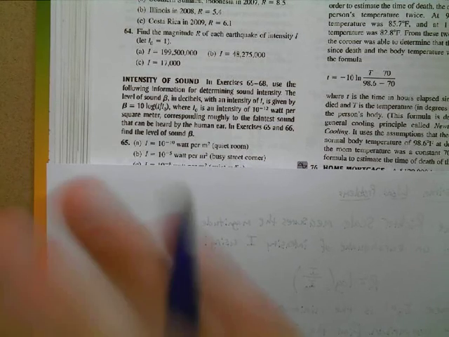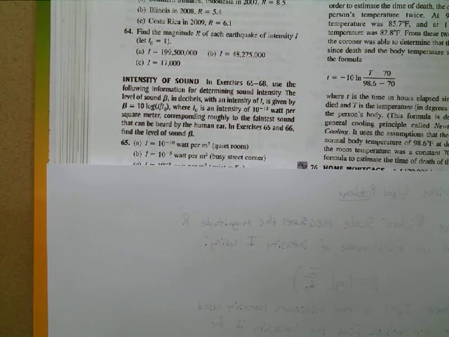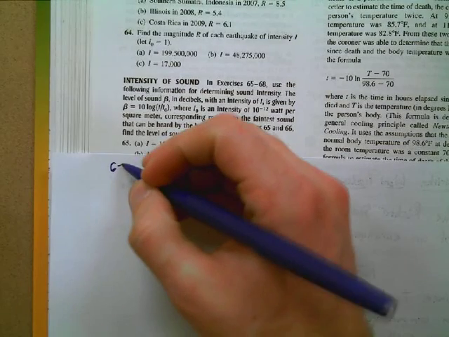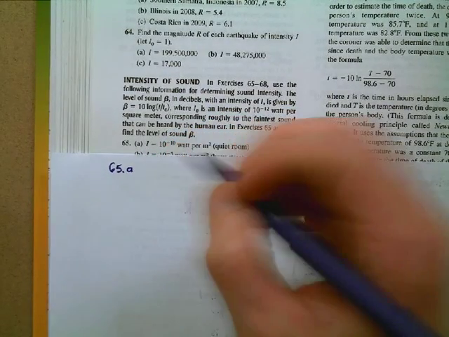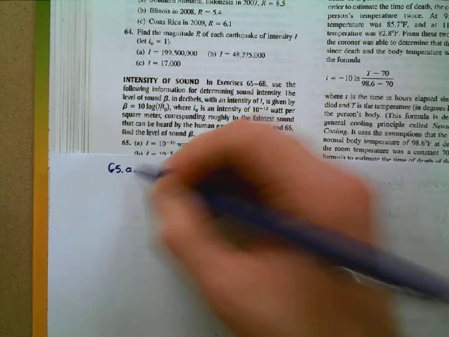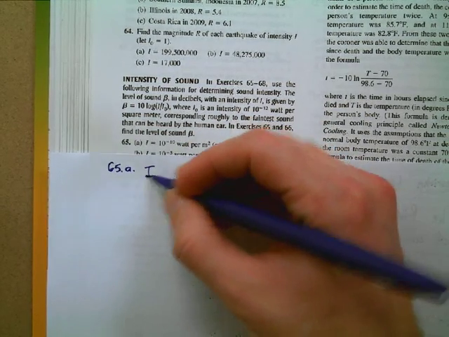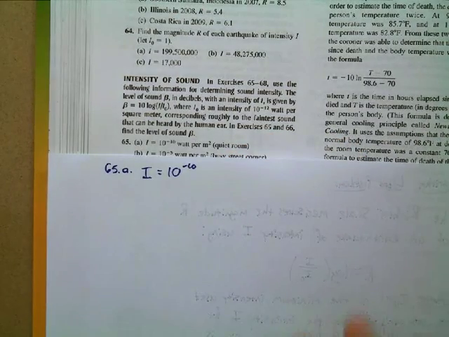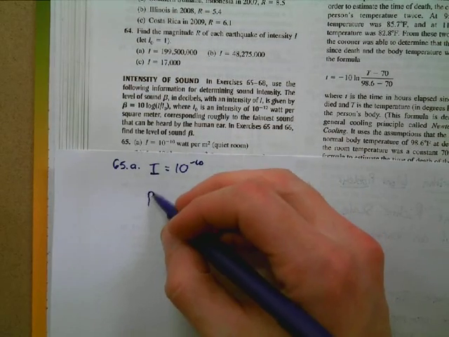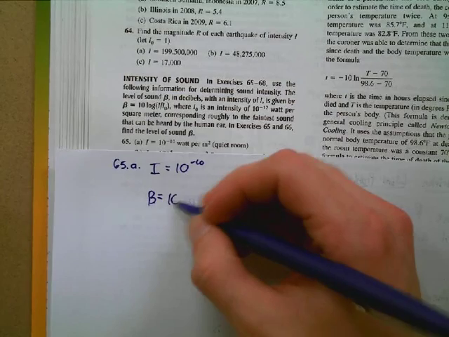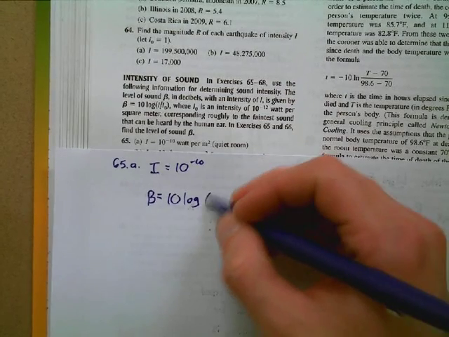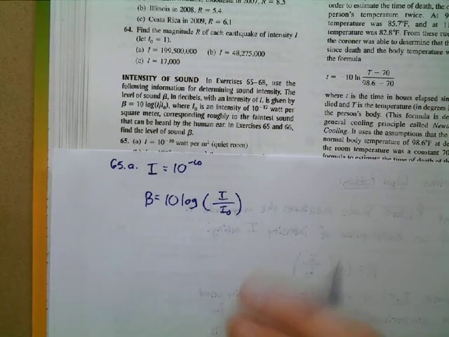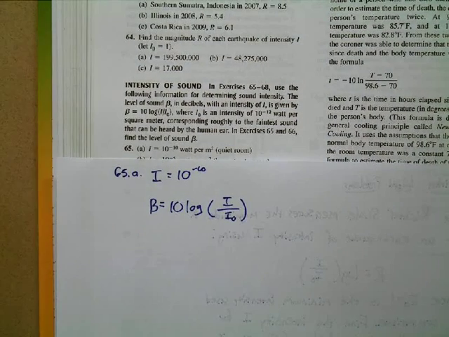Anyway, kind of sounds like a horror movie. But we have 10 to the negative 10th as the intensity. Our formula is beta equals 10 times log of I over I naught, or I sub 0. In this case, I sub 0 is not 1. That's not our baseline here. Our baseline was given to us as 10 to the negative 12. And I, in this case, is the quiet room, so it's 10 to the negative 10th.